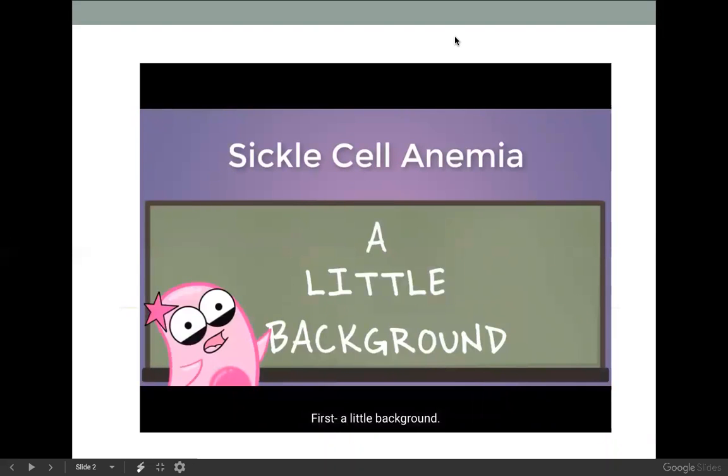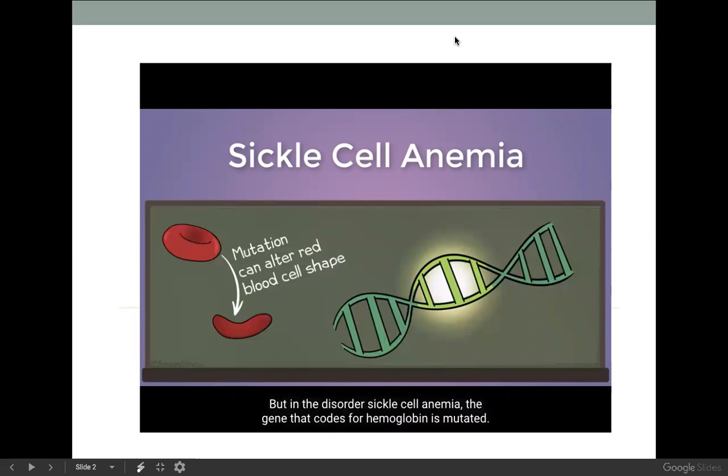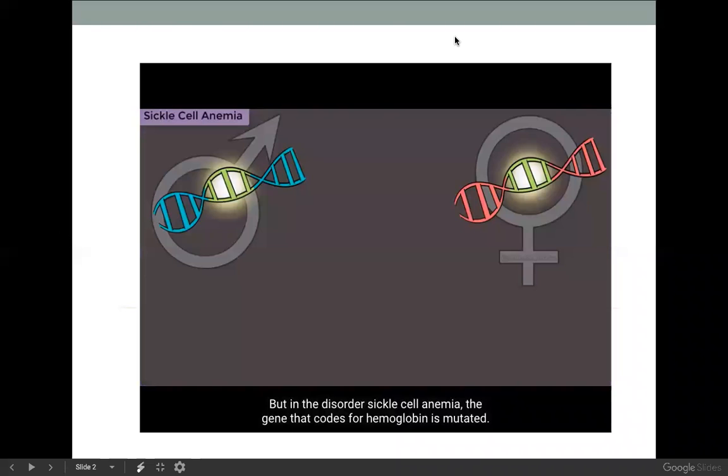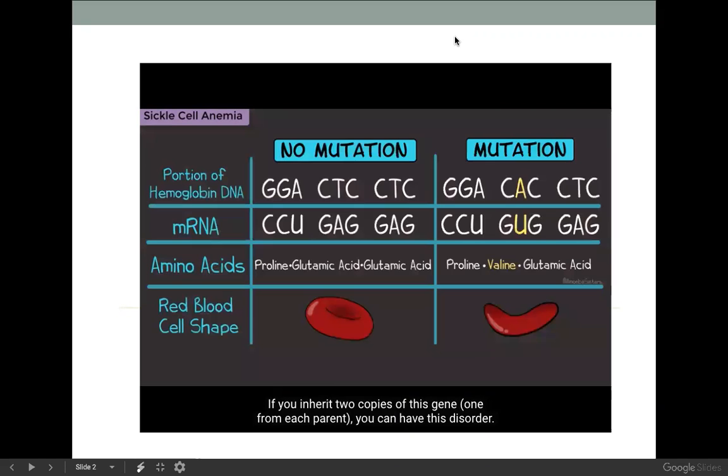First, a little background. Hemoglobin is a protein in your red blood cells that helps you carry oxygen. But in the disorder sickle cell anemia, the gene that codes for hemoglobin is mutated. If you inherit two copies of this gene, one from each parent, you can have this disorder. This disorder can make it difficult for your red blood cells to carry oxygen because the shape of the red blood cell is affected from this mutated hemoglobin protein. This can lead to anemia and other problems.